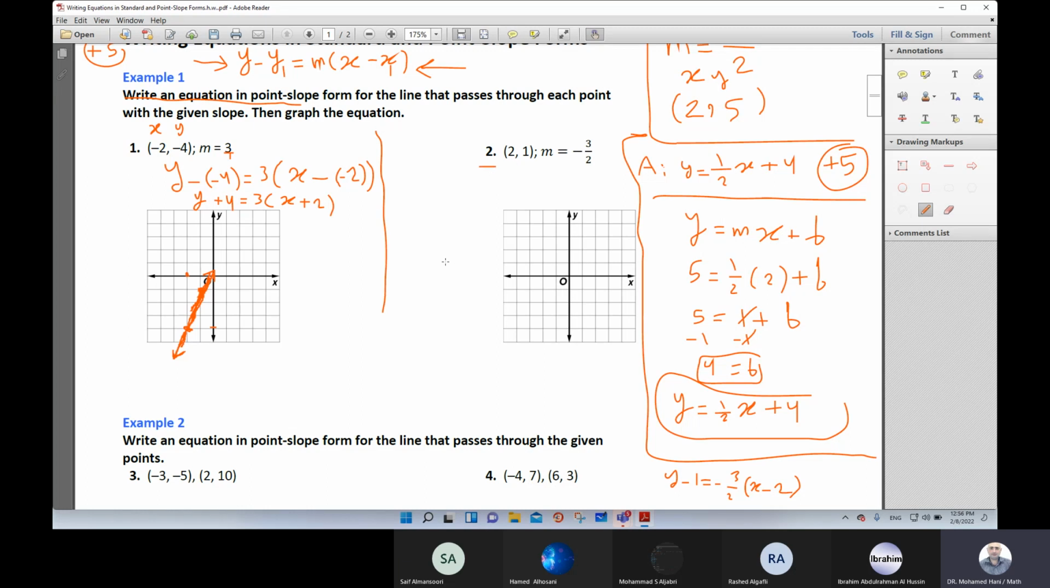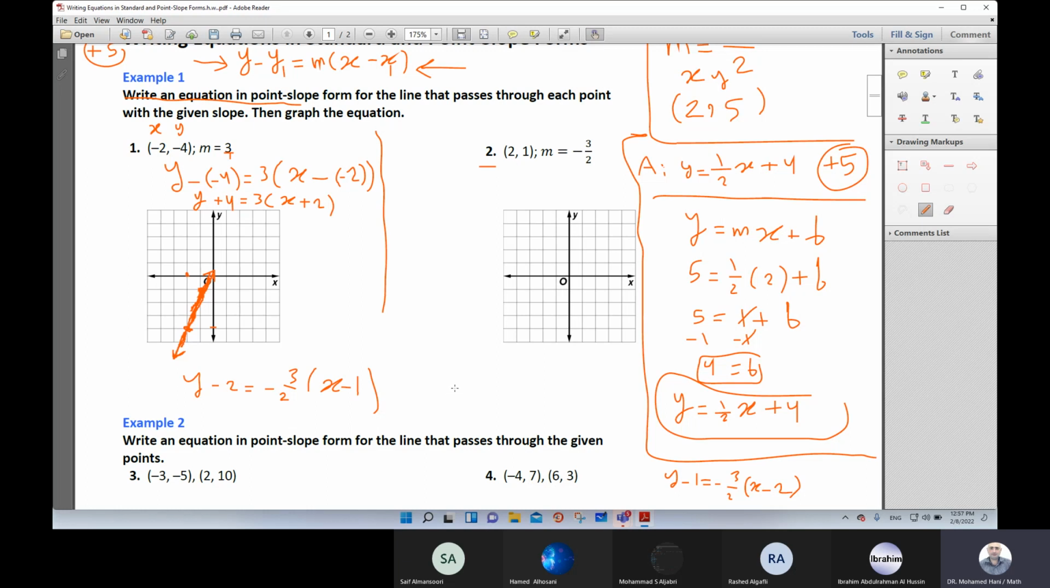Yes, Michelle. Excellent, Michelle. Great work. I finished it. Yes, tell me, Ibrahim, what is your answer? It is y minus 2 equal negative 3 over 2. I put a bracket x minus 1. Okay, great work, Ibrahim. Thank you.